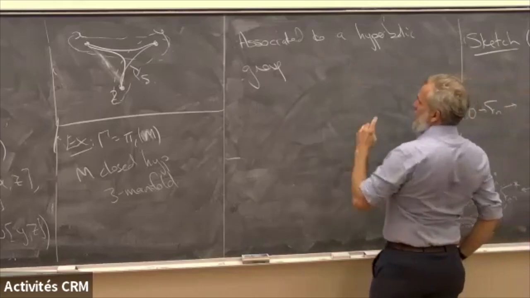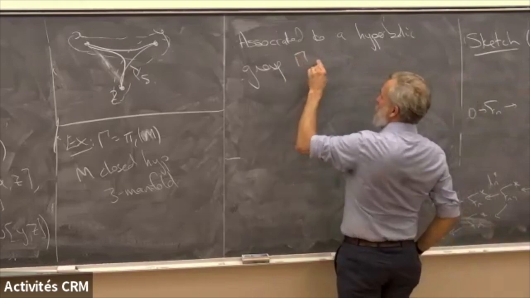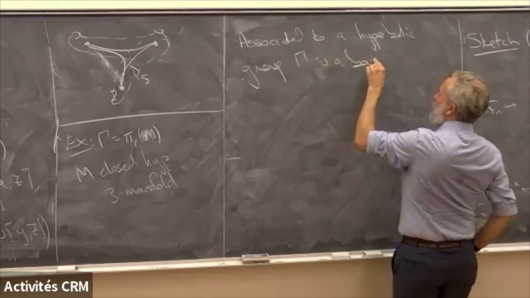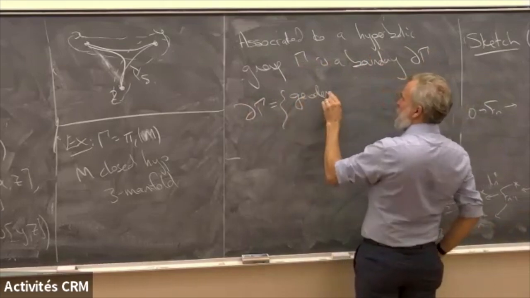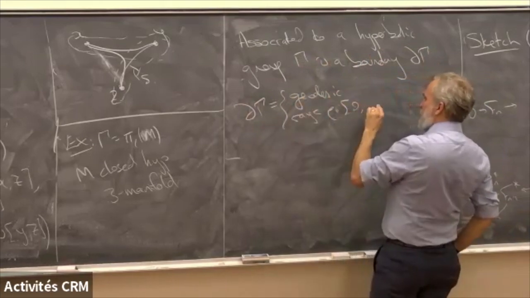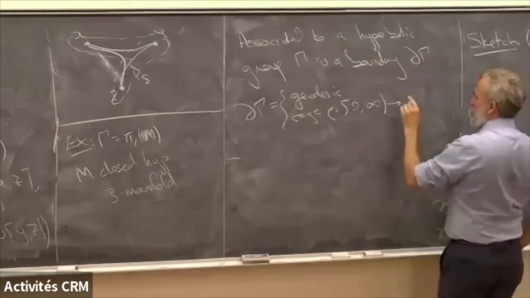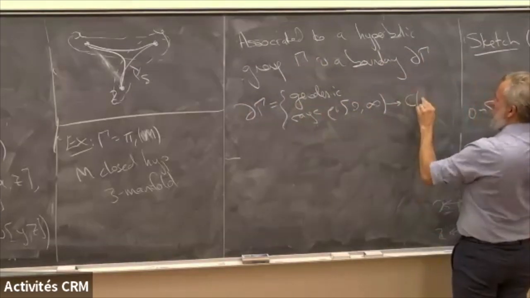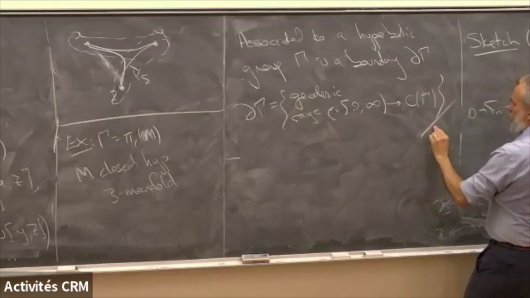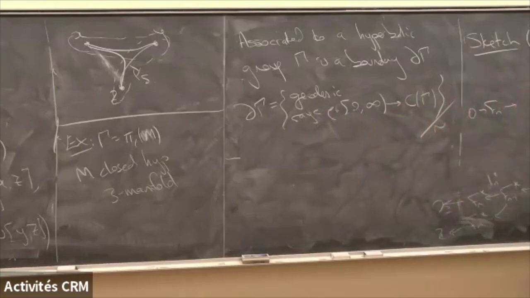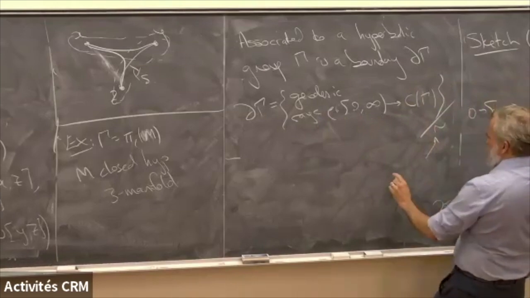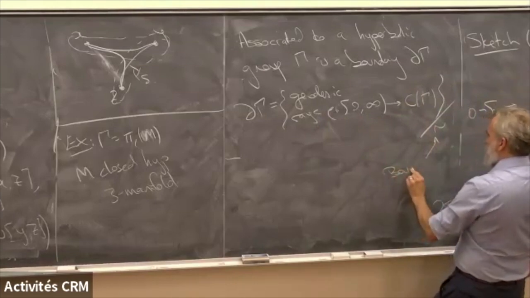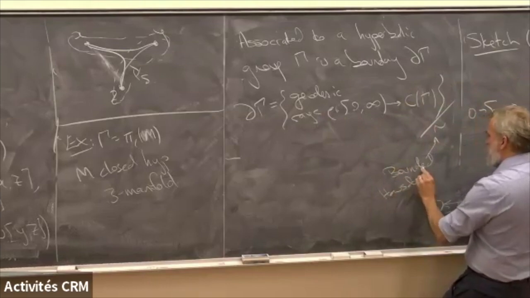So associated to a hyperbolic group gamma is a boundary. The boundary of gamma comes from geodesic rays, so mapping the non-negative reals into, let's just say I continue with our Cayley graph, modulo an equivalence relation, and that equivalence relation is just a bounded Hausdorff distance of the images.